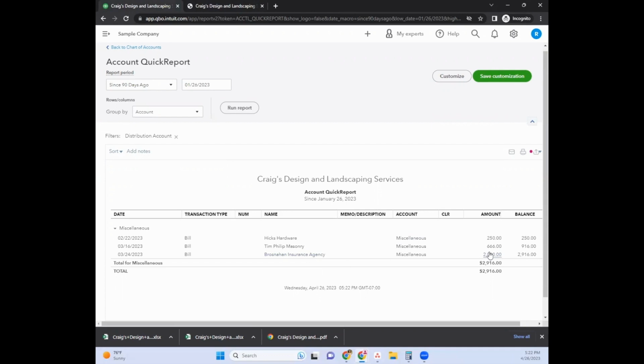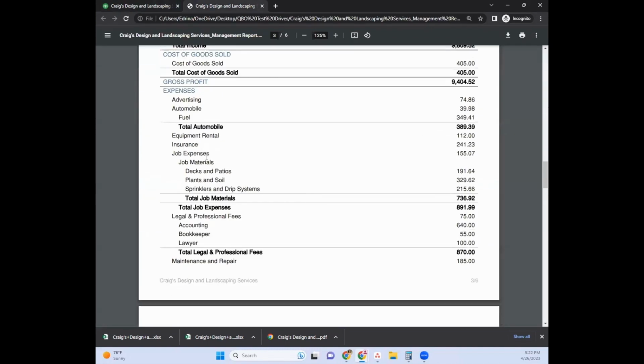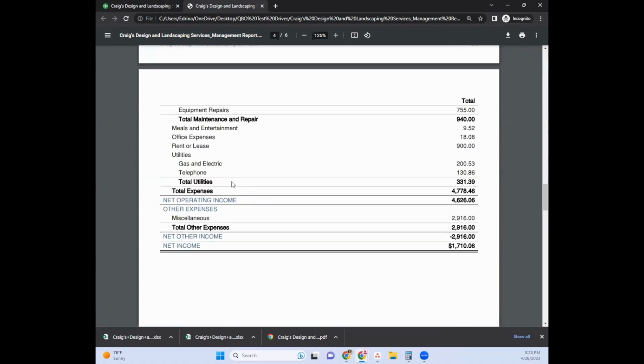charge that's pretty large for an insurance agency. So this probably needs to be coded to insurance. This is where I would sit with my client and make sure that they know that we need to reclass this to insurance. And he does have an insurance account up here that we did talk about. So maybe it is a specific type of insurance.